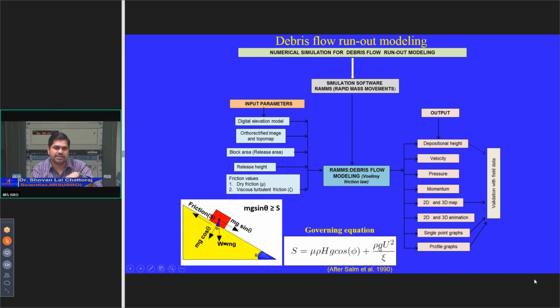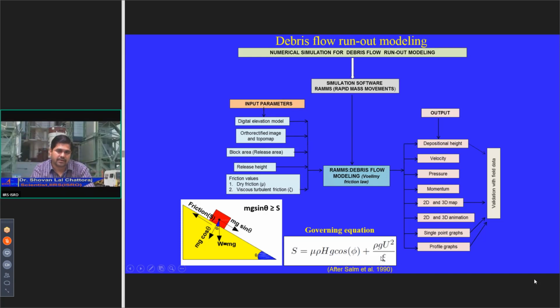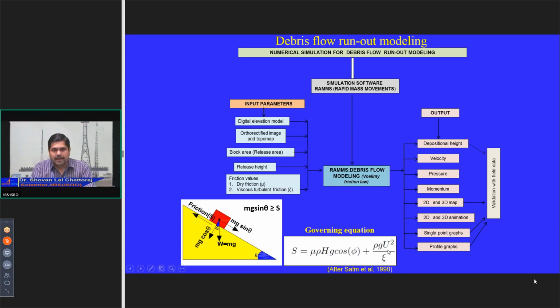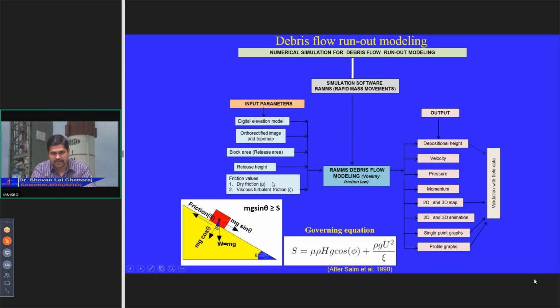So that is your initial velocity, or u. And then your xi. Xi is nothing but the viscous turbulent frictional coefficient. All these parameters except mu and xi will be taken care of by the software itself, if you provide the software this kind of information. So mu and xi are something that the operator has to provide.